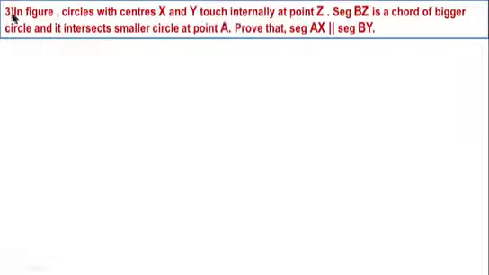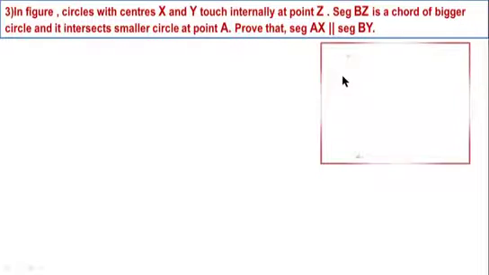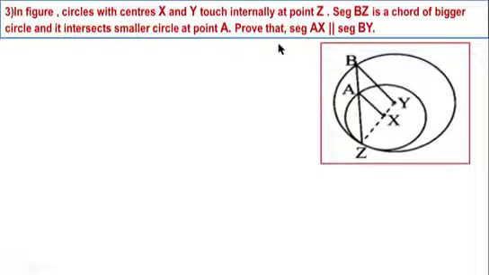Next example. Example number 3. In the figure, circles with centers X and Y touch internally at point Z. Segment BZ is a chord of the bigger circle and it intersects the smaller circle at point A. Prove that segment AX is parallel to segment BY. We have to prove this.